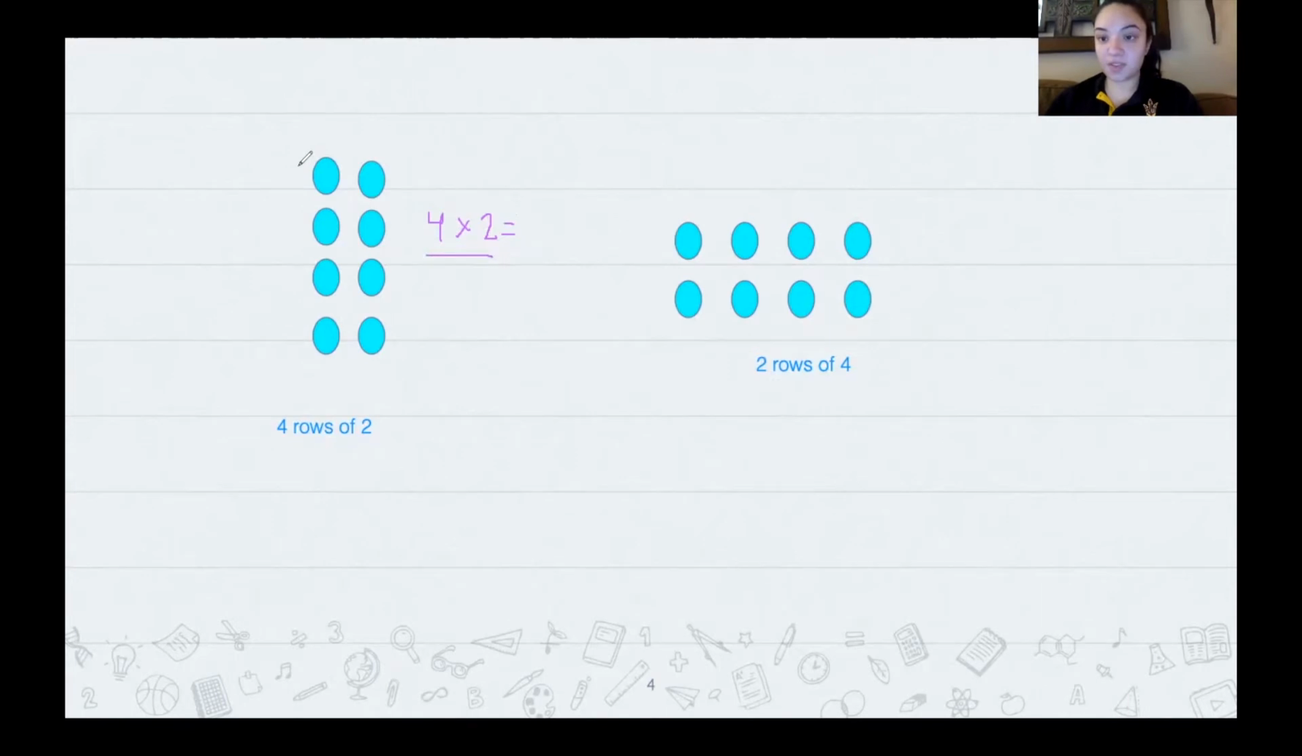We do that by skip counting. I'm just going to use this array as a visual and skip count. So I have 2, 4, 6, and 8. So 4 times 2 is 8.